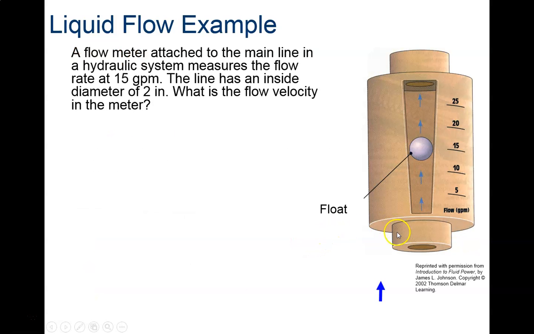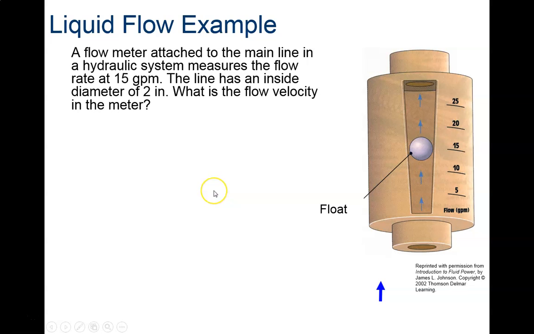So here, this is a really common flow meter that I used to see all the time back when I was in industry. You've got this tapering sort of inside, and the faster the water would flow, the higher the ball would float, and you would just read the flow rate off the ball.